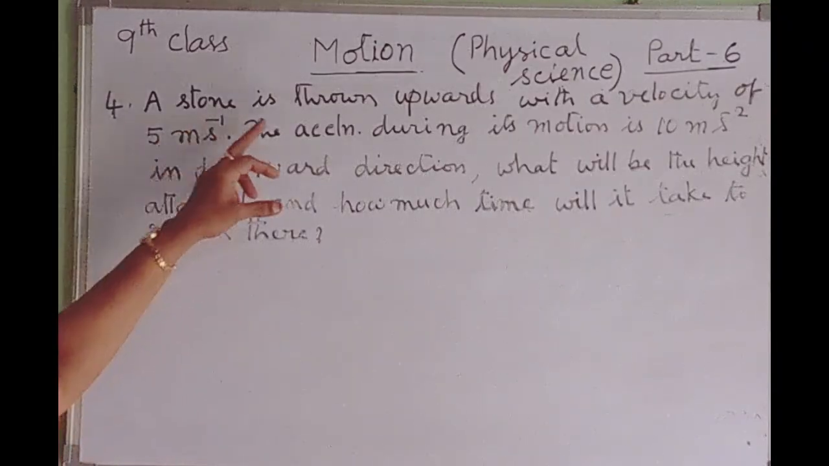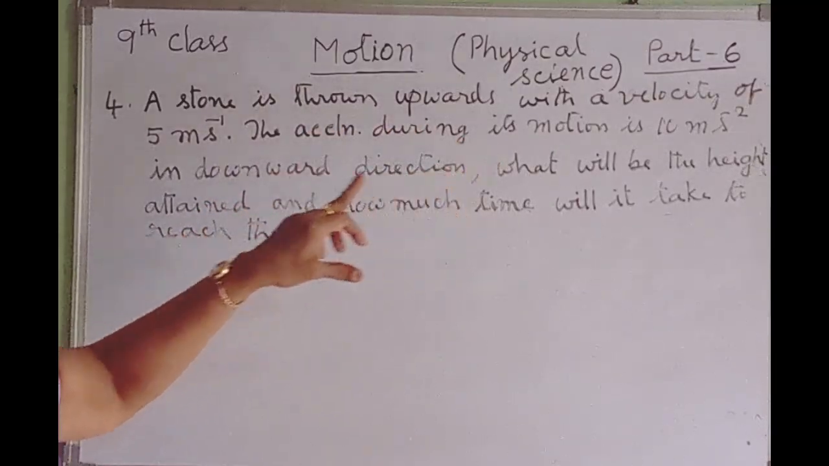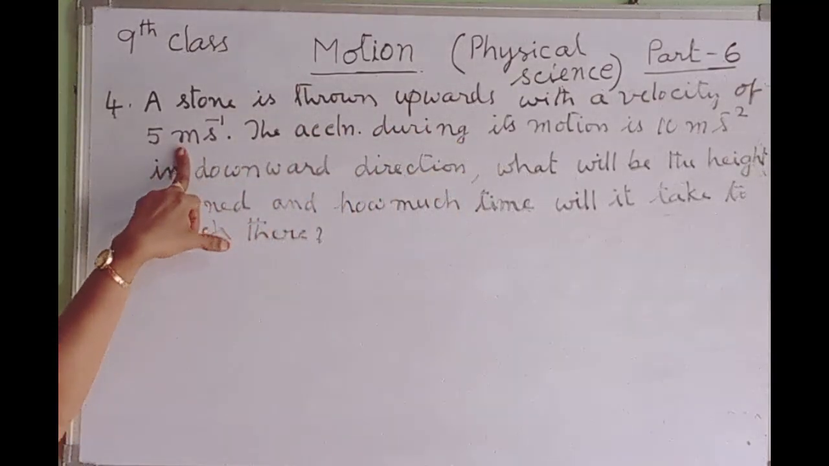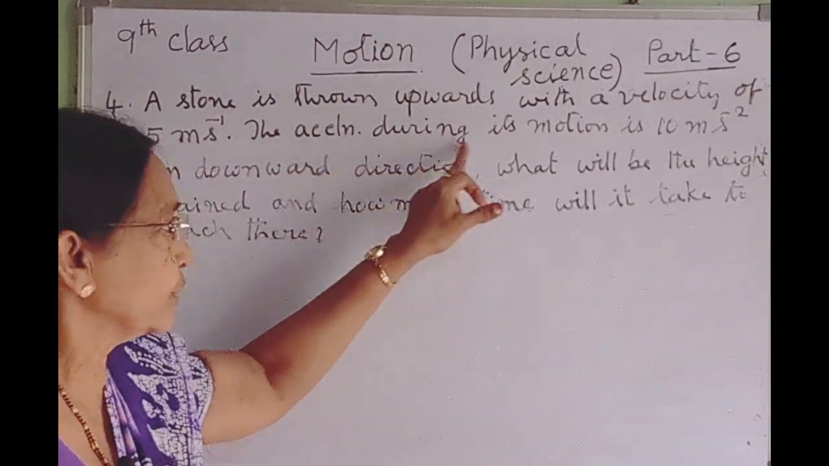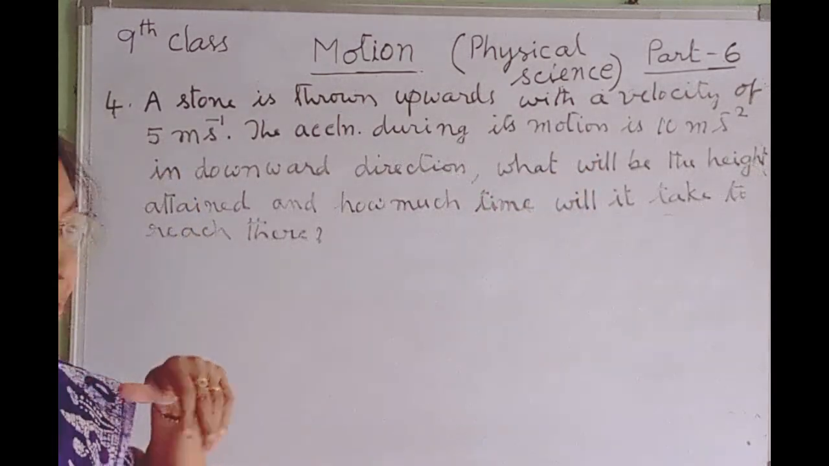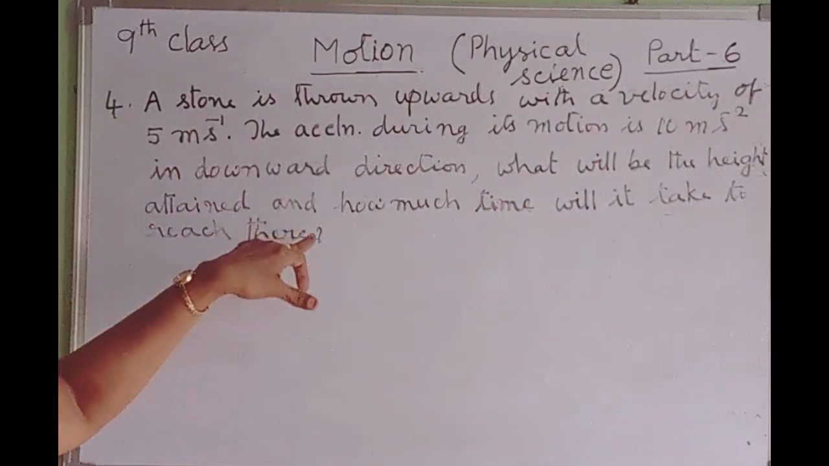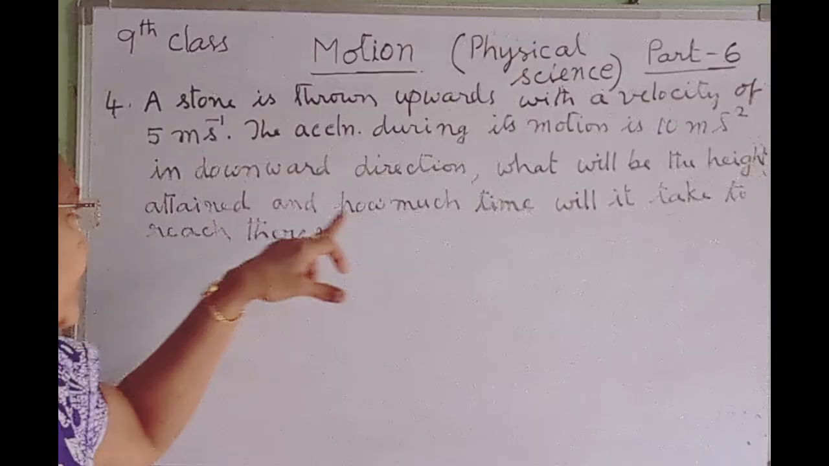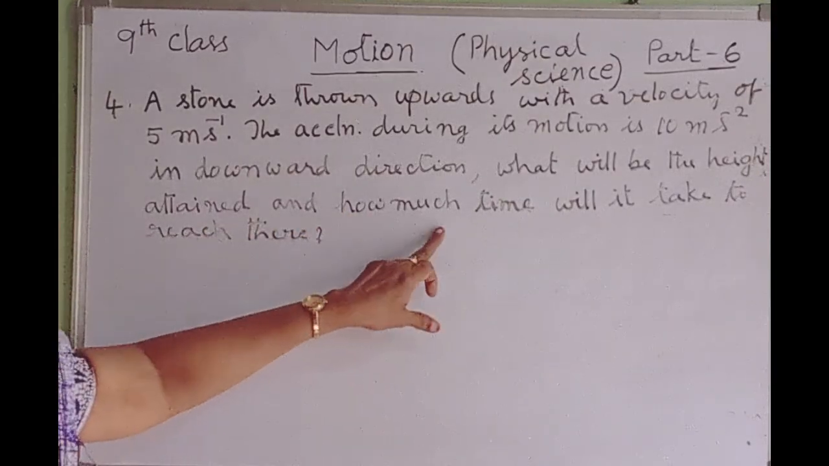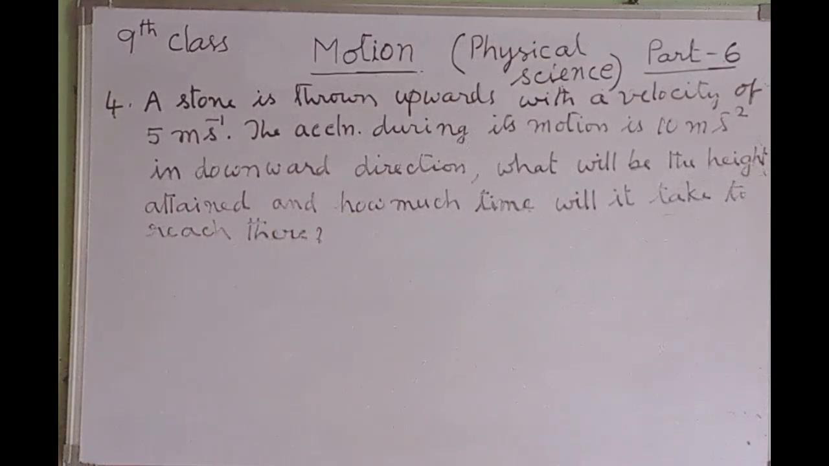Next problem. A stone is thrown upwards with a velocity of 5 meters per second. The acceleration during its motion is 10 meters per second square in downward direction. What will be the height attained and how much time will it take to reach there?